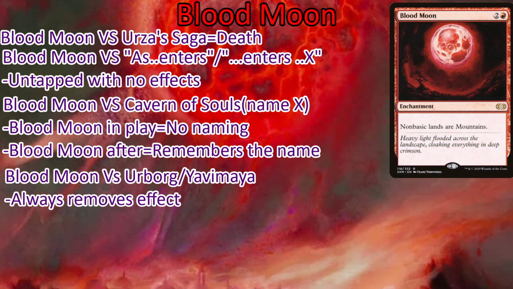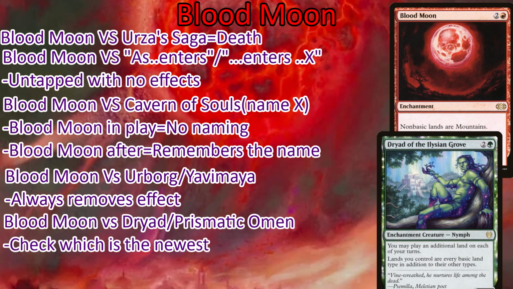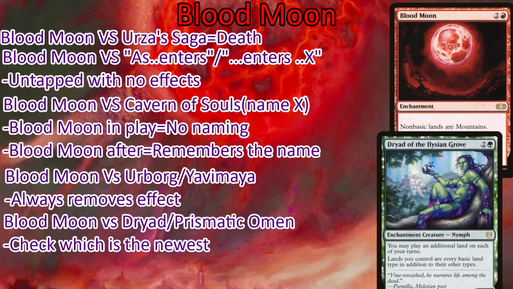An interesting thing to note here is Dryad of the Ilysian Grove and Prismatic Omen, on the same vein, because they essentially have the same effect. Here there is actually a timestamp importance because they are independent from each other. So if we have already played the Dryad and our opponent plays Blood Moon, then the nonbasic lands become just Mountains, but the basic lands will still have all of the land types. If there is a Blood Moon and we play the Dryad, our lands will have all of the land types, and then if another Blood Moon is played, they will lose them again.